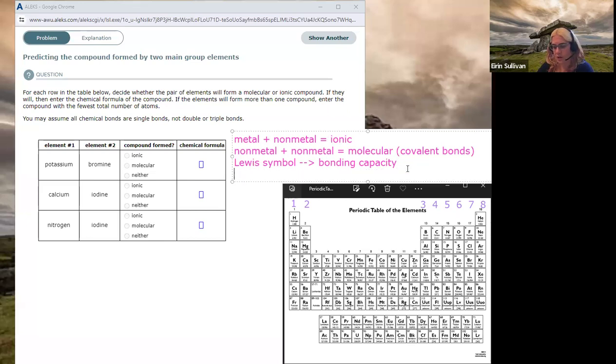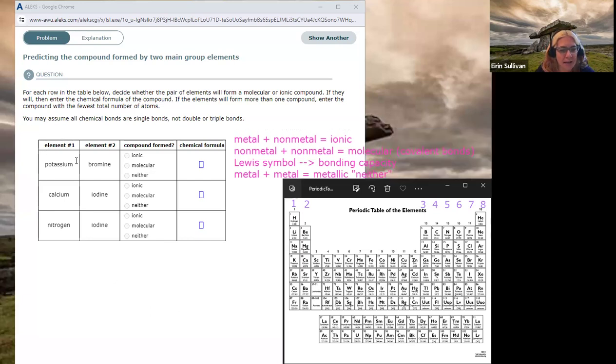And then occasionally you might have a bit of a red herring, throwing in a metal plus a metal. That's metallic bonding. We are not really dealing with that in general chemistry, so that would be a neither option, I guess. Okay, so let's see what we've got.